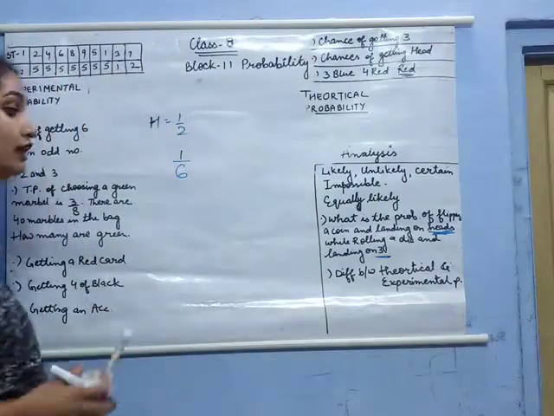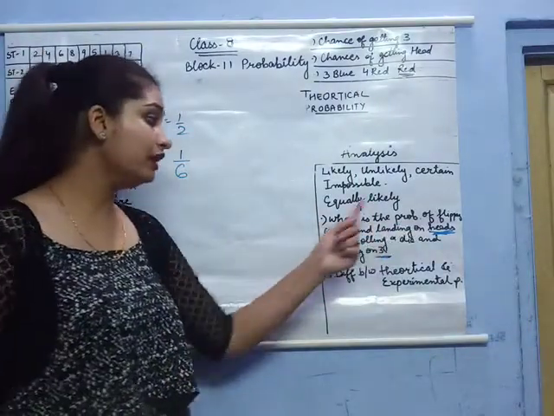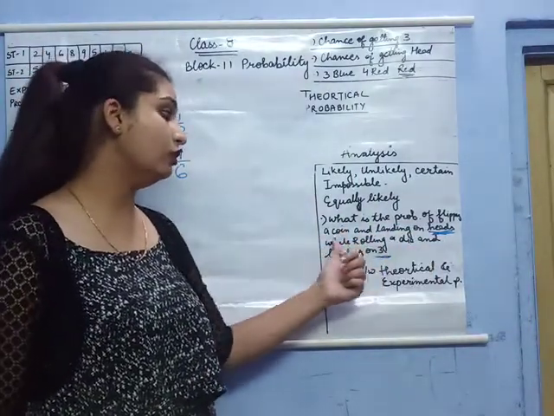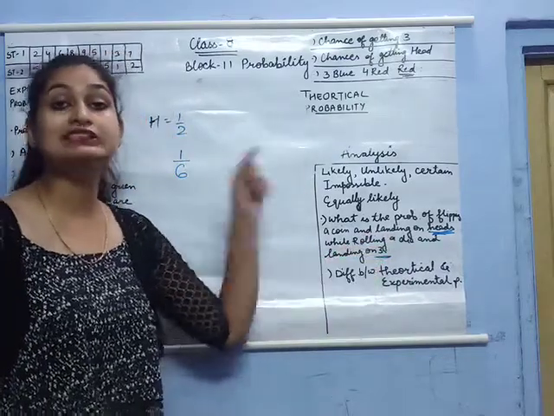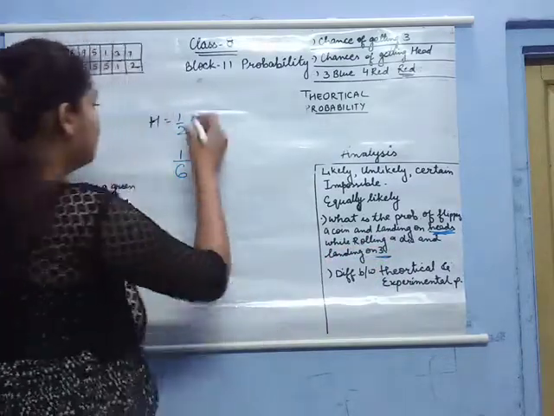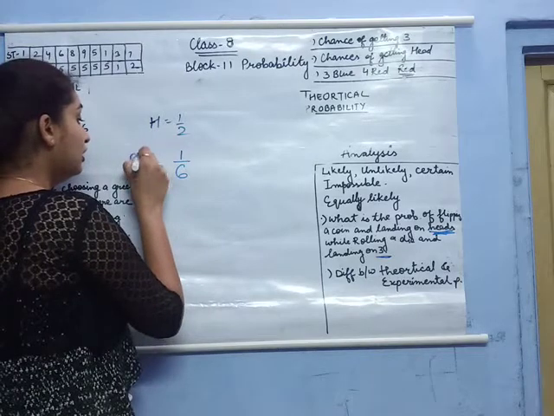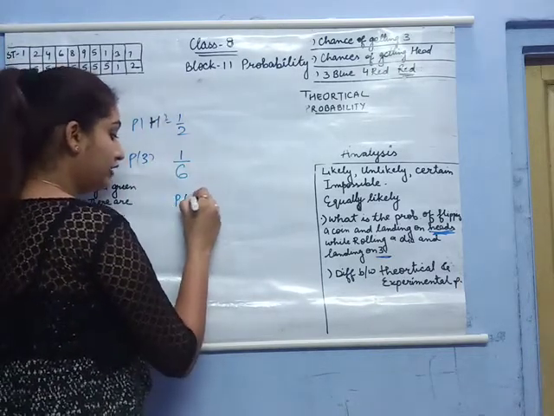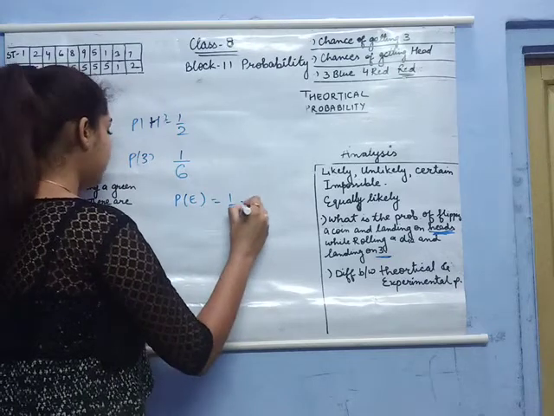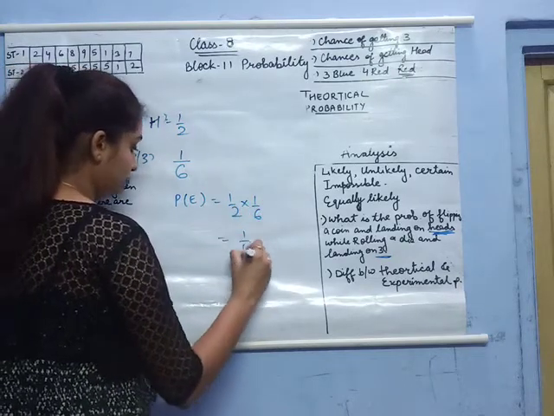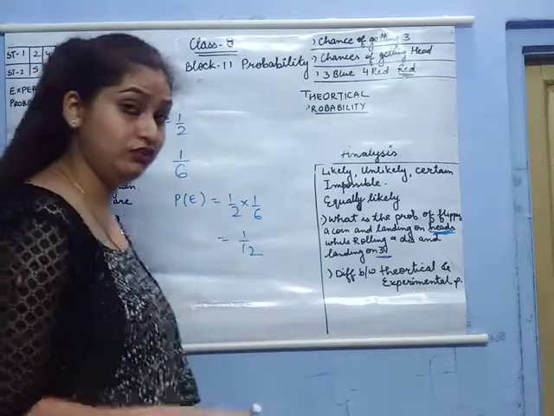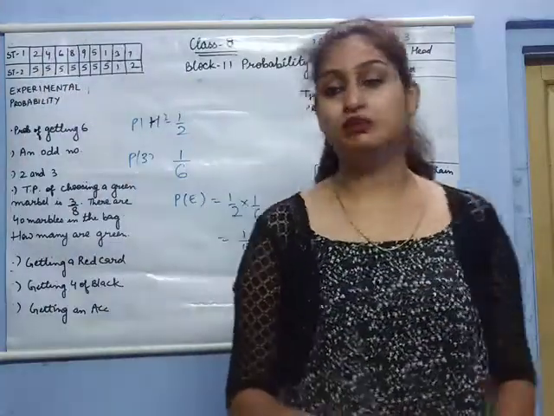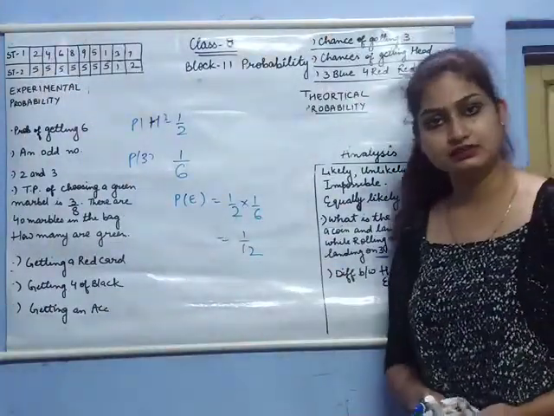Now, what is the probability of flipping a coin and landing on heads while rolling a die and landing on 3 simultaneously? If we talk about both of these events happening together, the probability of that event will be half multiplied by 1 by 6, that is 1 by 12. The probability both will happen at the same time will be 1 by 12. Is that clear?